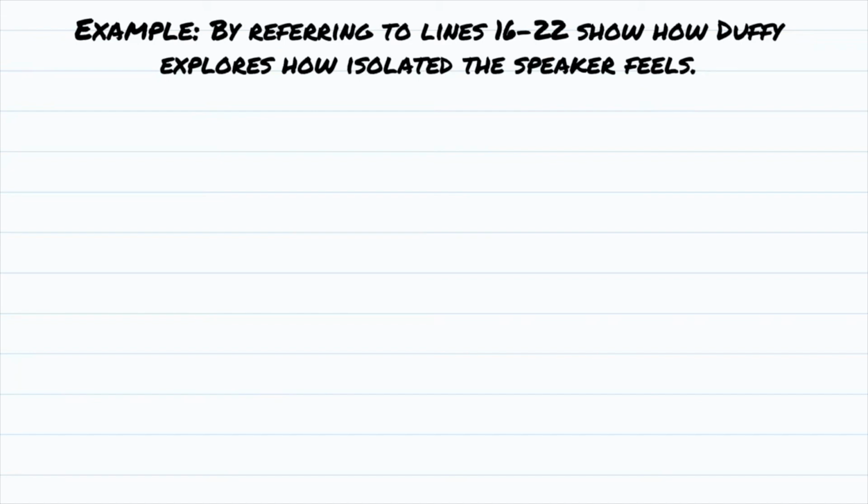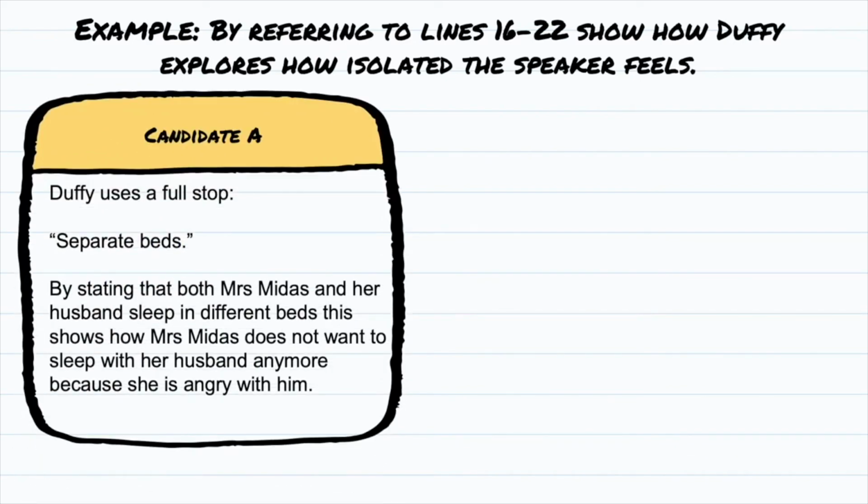Let's go through an example of a common mistake candidates make at National 5 set text. I will read out the question to you now. It says, by referring to lines 16 to 22, show how Duffy explores how isolated the speaker feels. We're going to go through candidate A's answer first. Candidate A says, Duffy uses a full stop, separate beds.